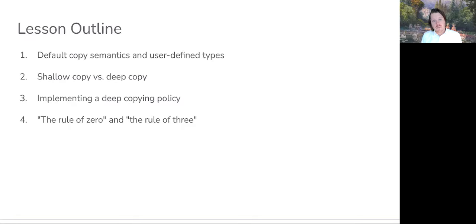We'll then transition into a brief discussion of the differences between shallow copy and deep copy. We'll define what that terminology means, and we'll see that the default copy semantics essentially afford a shallow copy, and in many instances when our classes own, say, dynamic memory or a resource, what's known as a deep copy policy may be better.